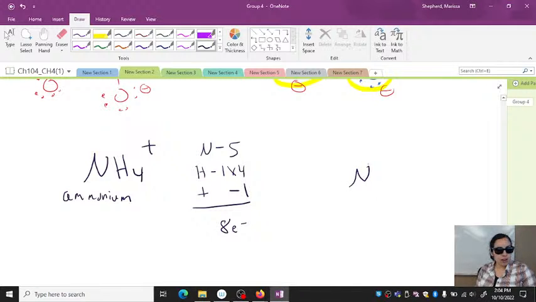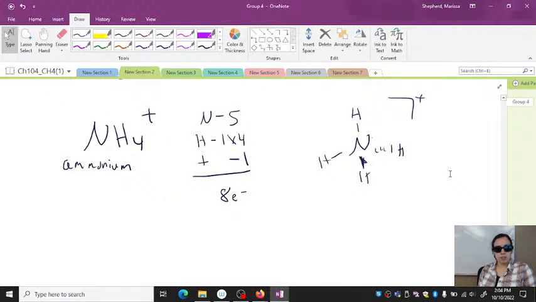So we should have nitrogen in the center, and then just hydrogens around it. If I was drawing that in 3D, that would be better. And then a little plus charge. So formally, it's carried on the nitrogen. So you could draw a little plus charge indicating it there as well.